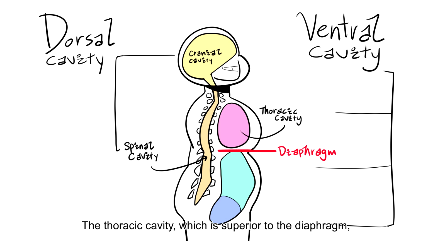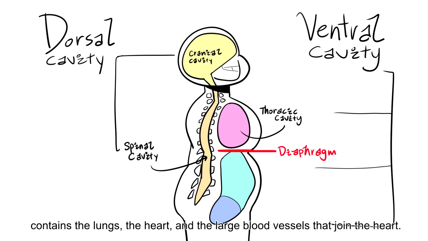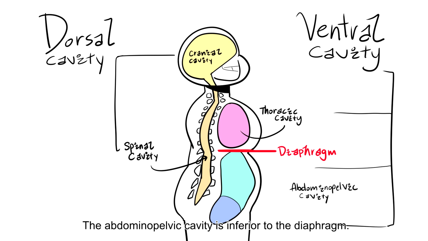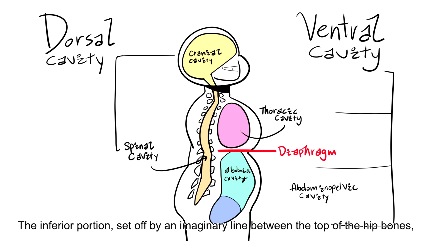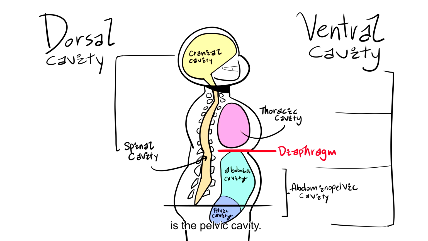The thoracic cavity, which is superior to the diaphragm, contains the lungs, the heart, and the large blood vessels that join the heart. The abdominopelvic cavity is inferior to the diaphragm. This space is further subdivided into 2 regions. The superior portion, the abdominal cavity, contains the stomach, most of the intestine, the liver, the gallbladder, the pancreas, and the spleen. The inferior portion, set off by an imaginary line between the top of the hip bones, is the pelvic cavity. This cavity contains the urinary bladder, the rectum, and the internal parts of the reproductive system.